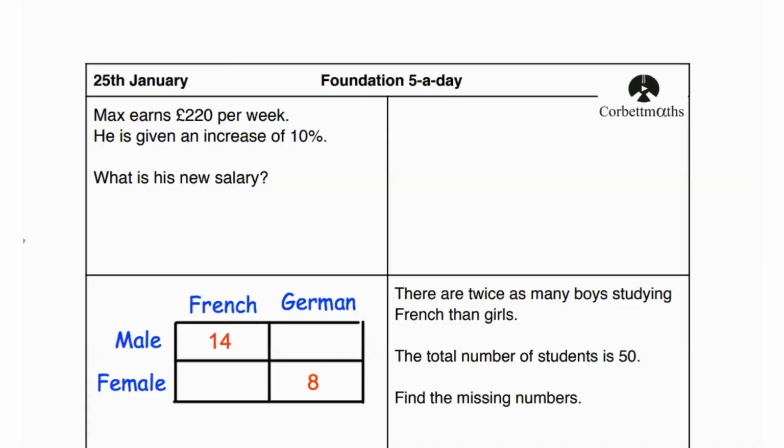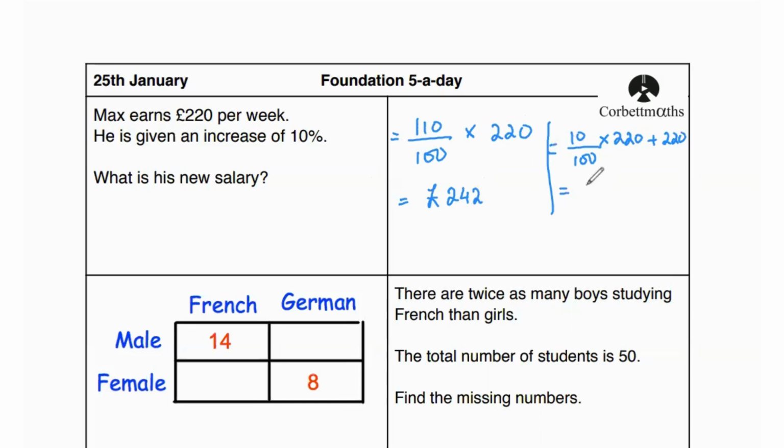First one says Max earns £220 per week. He's given an increase of 10%. What is his new salary? Since he's been given an increase of 10%, we find 110% of 220. So that is going to give us £242. Alternative method was that you find 10% of 220 and then add that to 220. So that's also going to be 22 plus 220, which is £242. Both ways are correct.